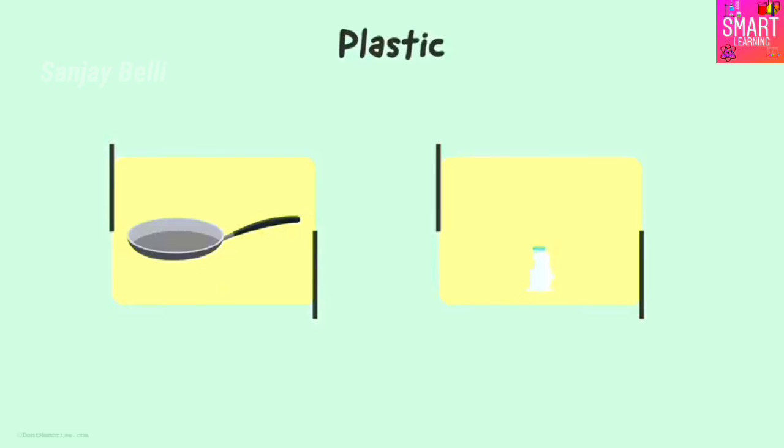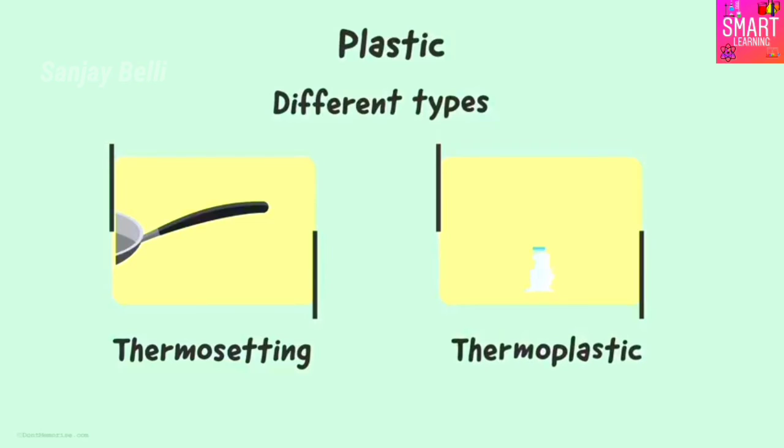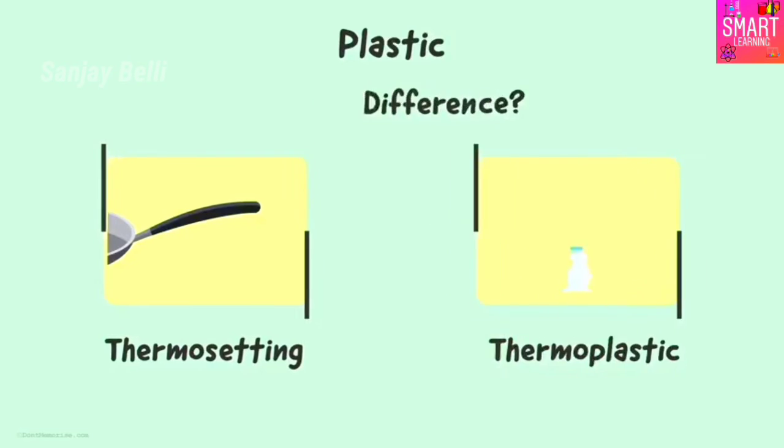If both are plastic, then why is there so much difference? Well, that is because the two are different types of plastics. The first one, which makes up the handle, is called thermosetting plastic, while the other type is referred to as thermoplastic. Looking at the incidence of heating, can you tell me the basic difference between the two? That's correct.